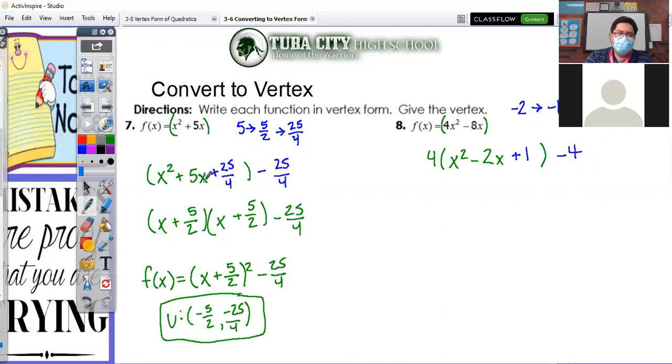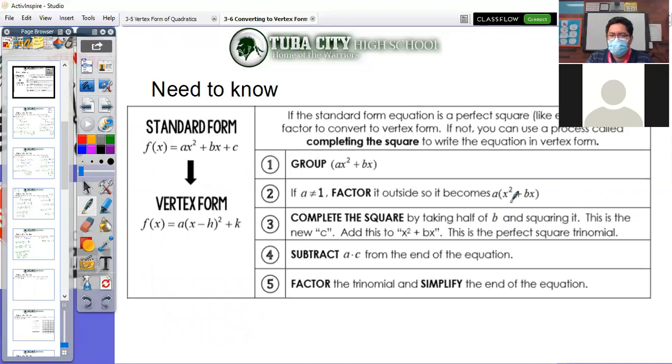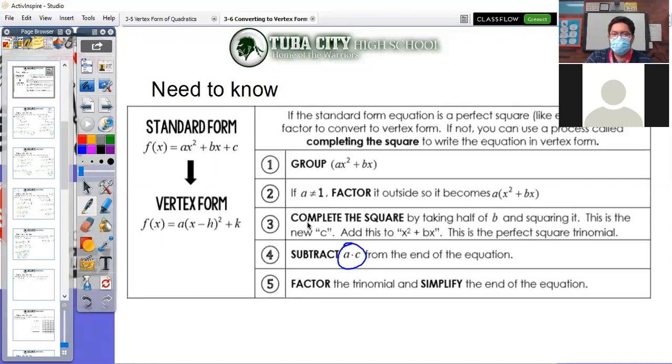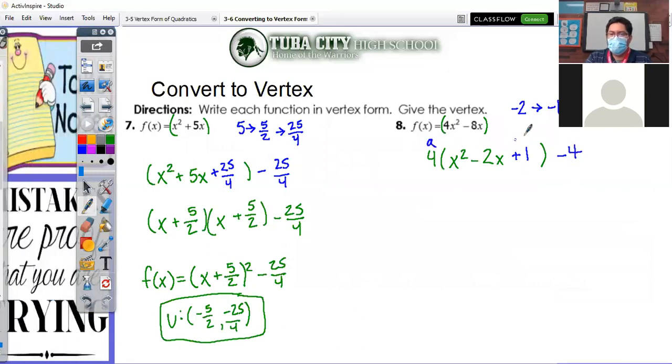And actually, that was one of the steps. Let's see, I have to go back a little bit. But that's what this step kind of means here. So take it, half it, square it, and then subtract the a times c from the end of the equation. Like I said, it didn't make a whole lot of sense when I went over it the first time, but that's the part that they're talking about. Take away ac from both sides. That's what this is. That's the a, and that's the c, a times c right there, subtracting it.